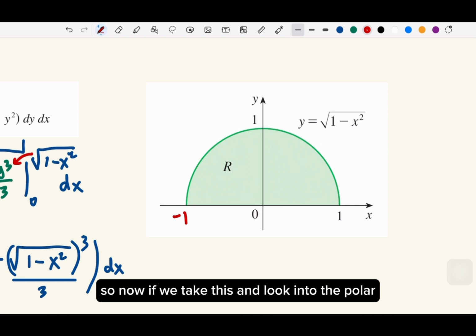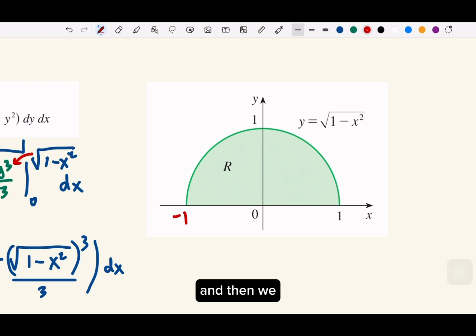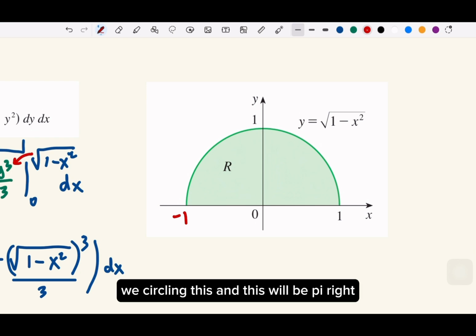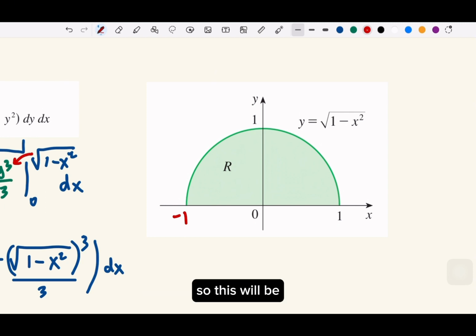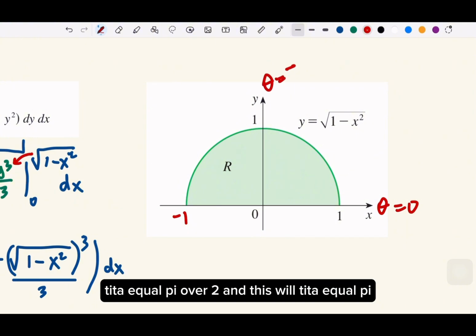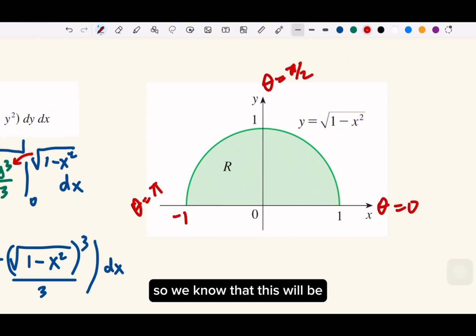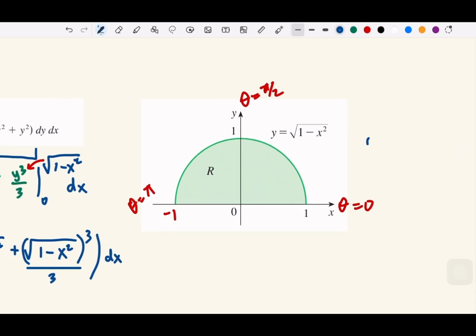So now, if we take this and look into the polar, then this will start from 0 degree, right? And then we're circling this, and this will be pi, right? This will be pi here. So this will be theta equals 0, theta equal pi over 2, and this will be theta equal pi. So we know that this will be 0 to pi, okay?